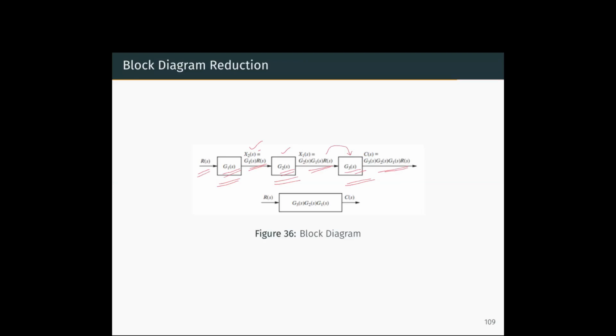So the final output would be G3 of S multiplied with G2 of S multiplied with G1 of S multiplied with R of S. So that is equivalent to R of S given as input to G3, G2, G1. So C of S is our output. So both these outputs are same. So these 3 block diagrams can be reduced to this single block with G1, G2, G3. So whenever 3 blocks are kept in series, they are multiplied to get the equivalent block.